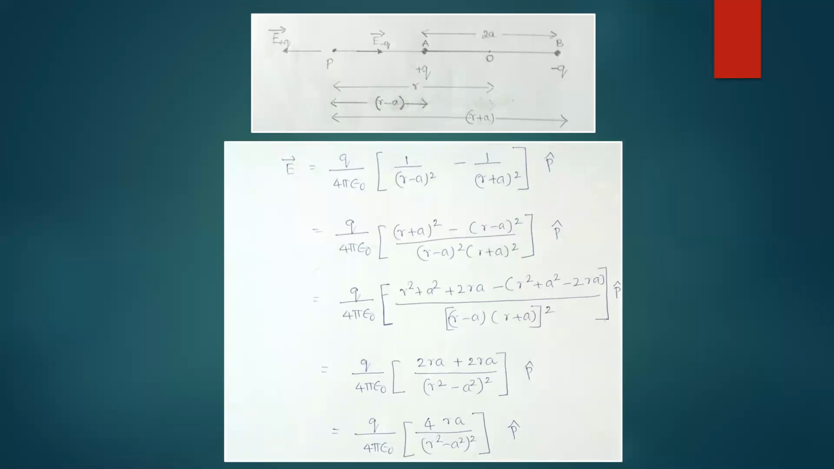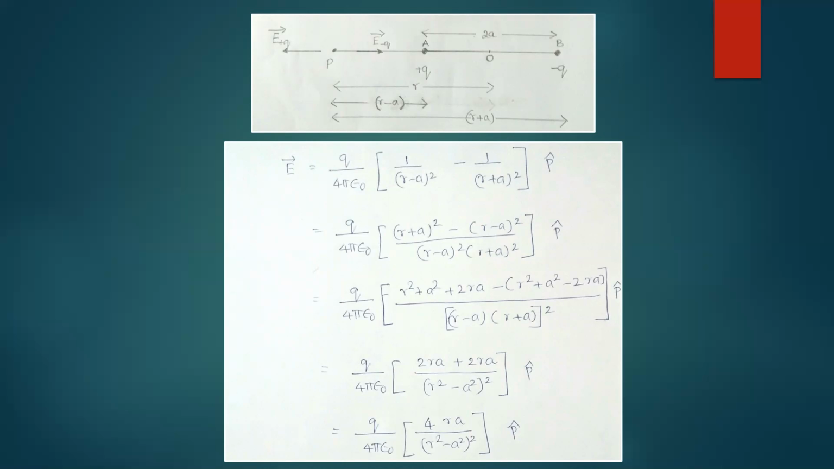So, let us add both of them. In these both expressions, Q by 4 pi epsilon naught is common. Take it out. Therefore, inside the bracket, we get 1 by (R minus A) whole square minus 1 by (R plus A) whole square, into P cap, that is equal to Q by 4 pi epsilon naught. Inside the bracket, let us take LCM. LCM is (R minus A) square into (R plus A) square. With that, we get the numerator (R plus A) whole square minus (R minus A) whole square, into P cap, that is equal to Q by 4 pi epsilon naught.